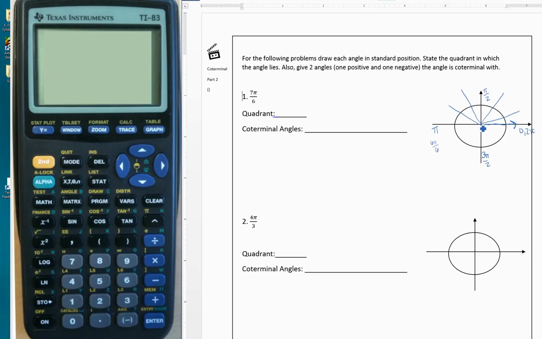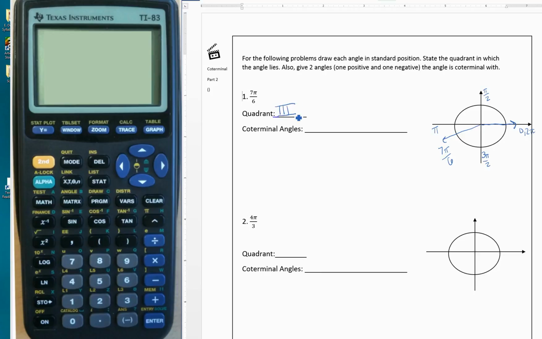Now we want to go 1/6 past that, so our angle would be about 1/3 of the distance between pi and 3 pi over 2. So this right here would be our angle 7 pi over 6. And we see that it's in quadrant 3.